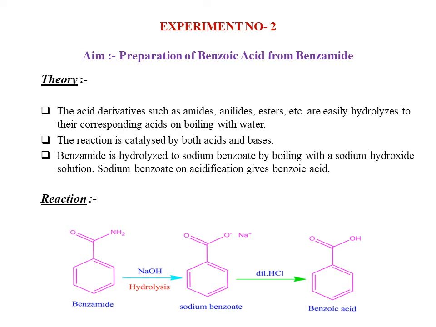Theory of this experiment: the acid derivatives such as amides, anilides, esters, etc. are easily hydrolyzed to their corresponding acids on boiling with water. The reaction is catalyzed by both acids and bases. Benzamide is hydrolyzed to sodium benzoate by boiling with sodium hydroxide solution. Sodium benzoate on acidification gives benzoic acid.